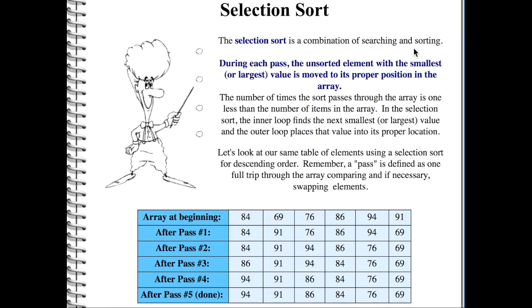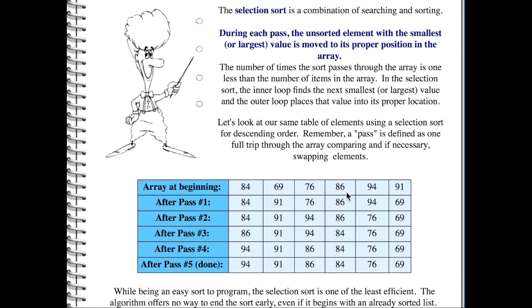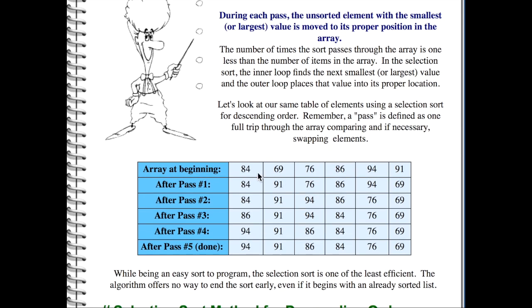Selection sort. Selection sort is a combination of searching and sorting at the same time. As we move through the list, the sorted portion will be to our left as we proceed to the right down the list. Eventually we will have sorted from the left to the right and the list will be complete.